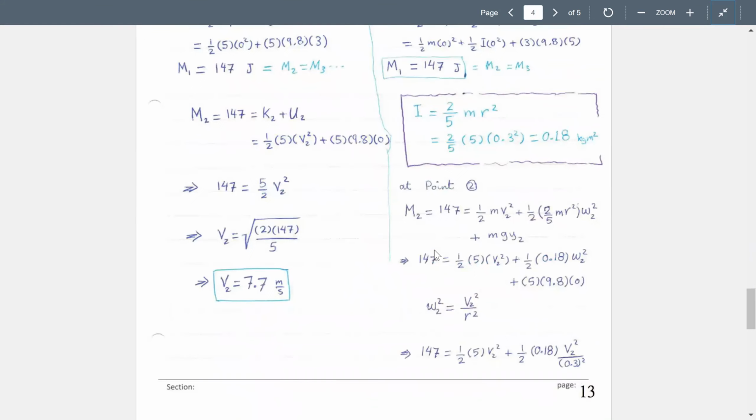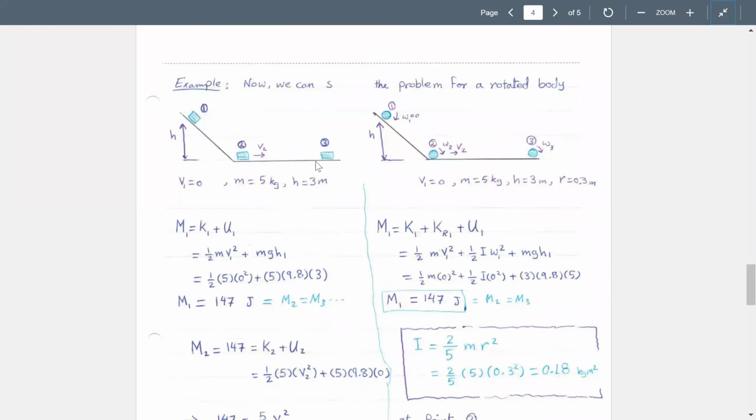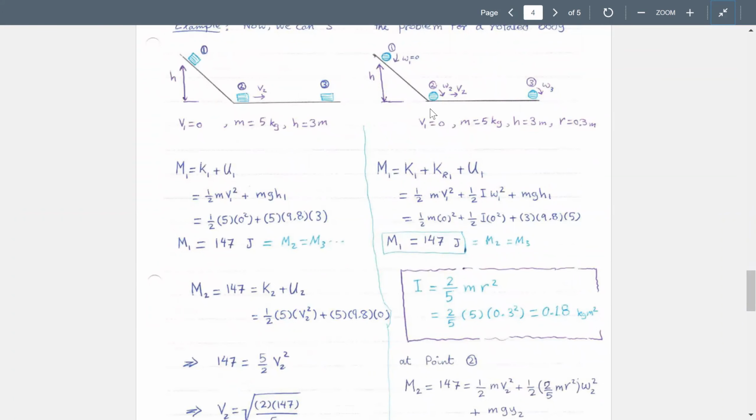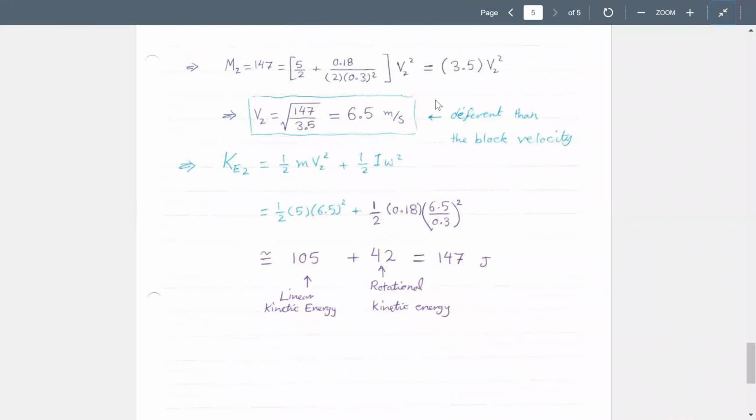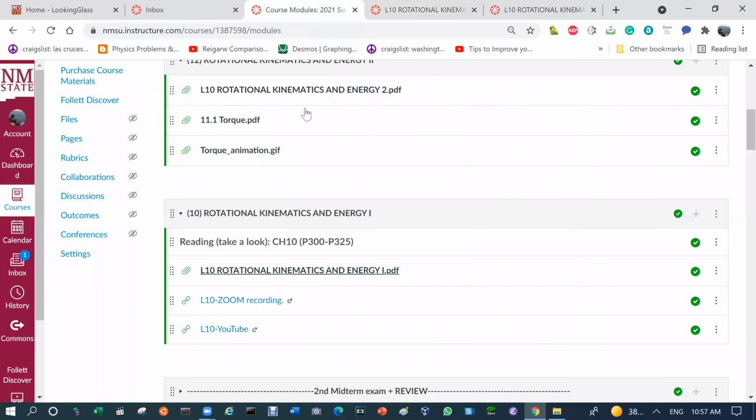And in this example, we compared between the traditional moving object or block versus the rotating ball or solid ball. And we see that we have two kinds of kinetic energy. Okay, now this is all about this chapter. I can move to the torque now. Any question about this chapter?